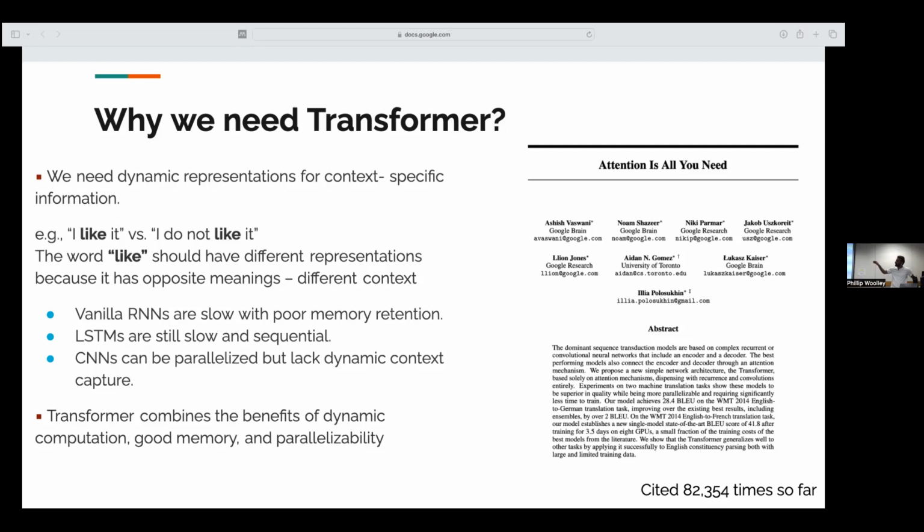So what these people did is identify all the problems with existing models, and they built a model that addresses all of those. In order to understand dynamic representations, first we need dynamic computations that can do that, second good memory so that we can do it on large text, and third parallelizability so that we do it fast. The transformer model does all three of these, and that's why it is better than the models that came before it.